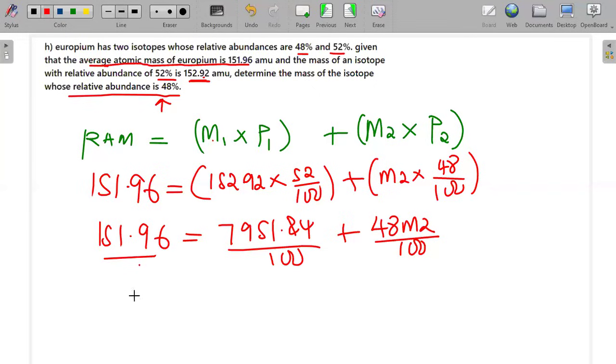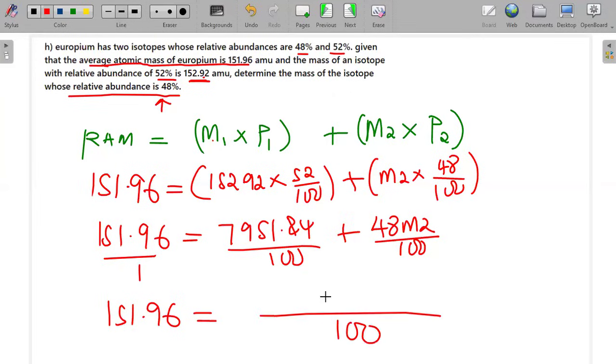Okay, so this is over 1. So 151.96 is equal to, this guy here is going to be 100, plus 7951.84 plus this one is 48 M2. So this one is over 1 here. So we can do a cross multiplication like that.